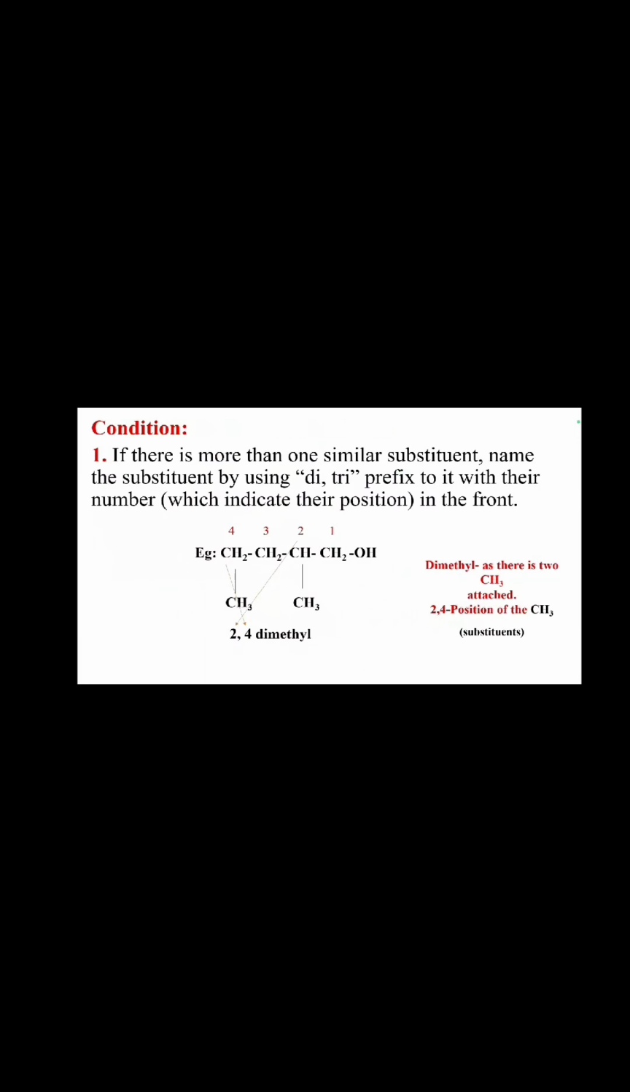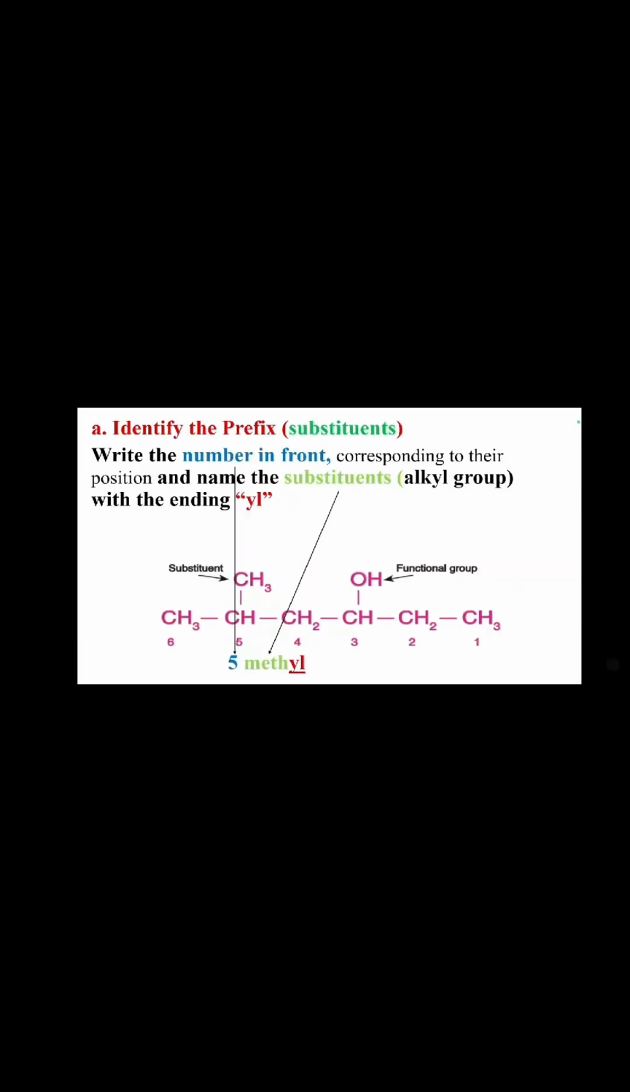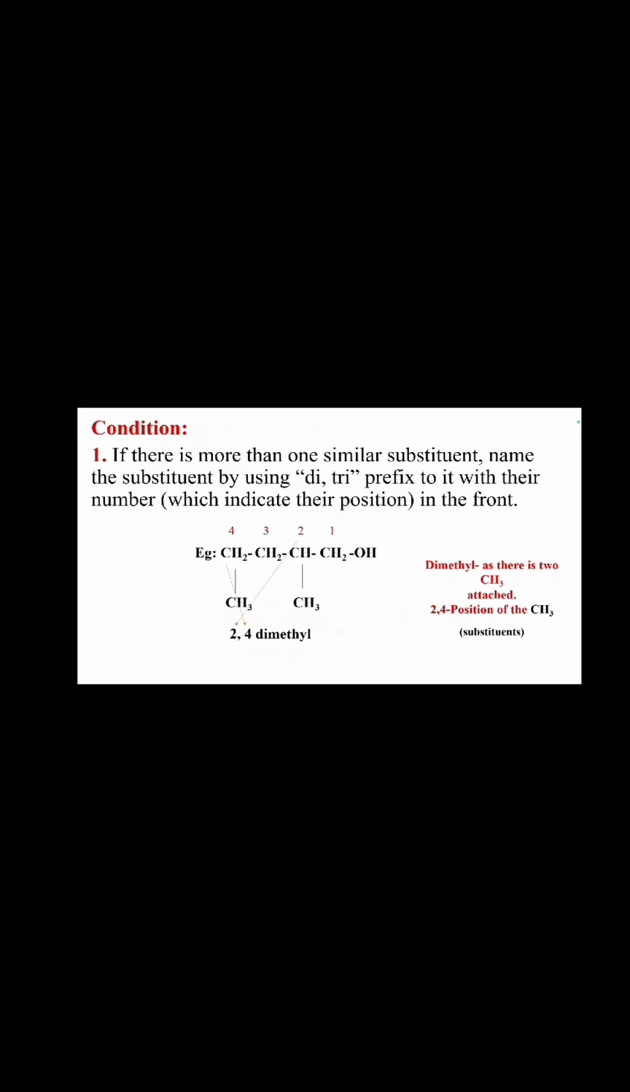Again, when you do this, there are two conditions. The first condition is if there is more than one similar substituent. In the earlier example we had just one substituent, CH3, but if there is more than one, we have to use terms like di, tri as a prefix. In this example, there are two substituents attached, at carbon number 2 and carbon number 4. You have to write the carbon locations first, that is 2,4, and since there are 2 CH3, it is dimethyl.